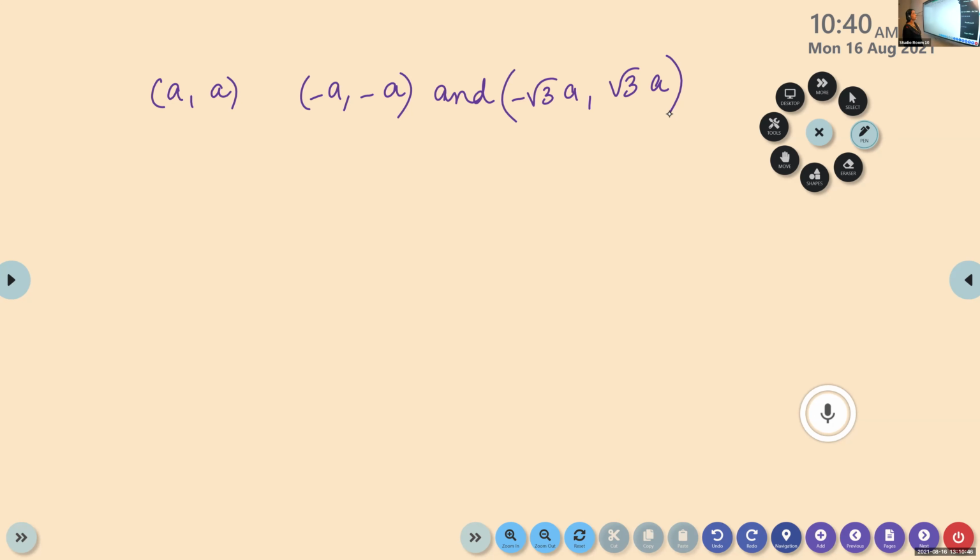Show that the points (a, a), (-a, -a), and (-root 3a, root 3a) are the vertices of an equilateral triangle. Find its area.